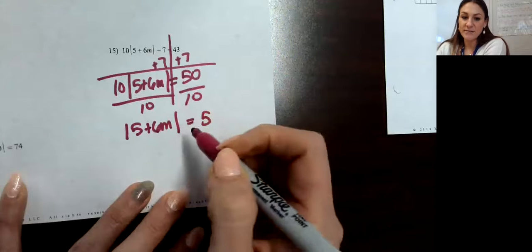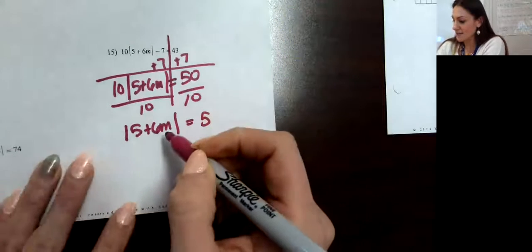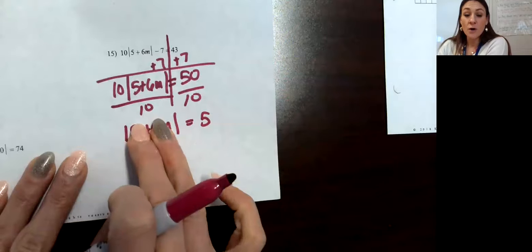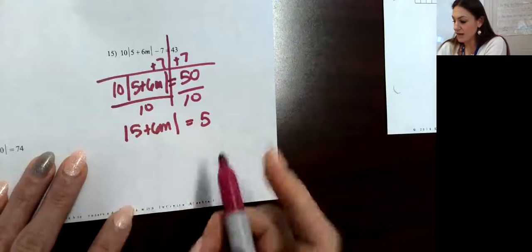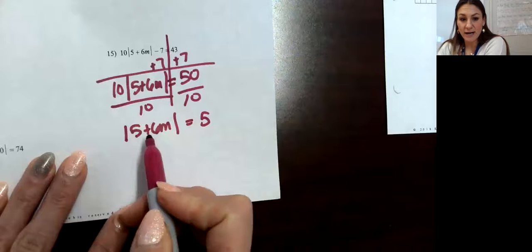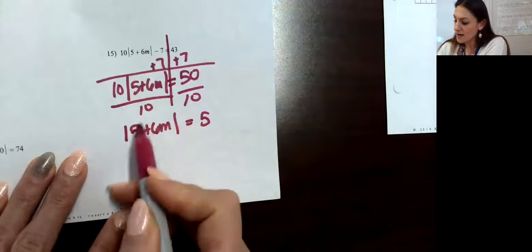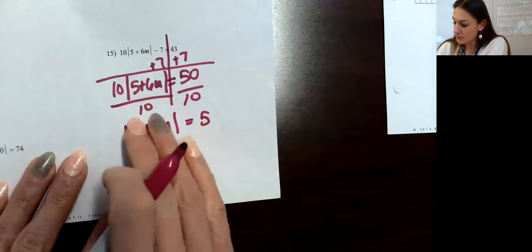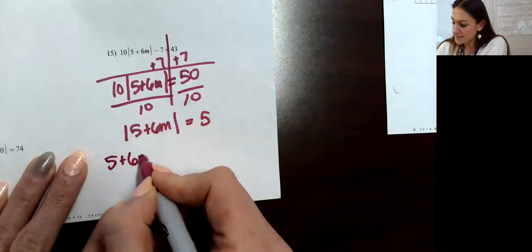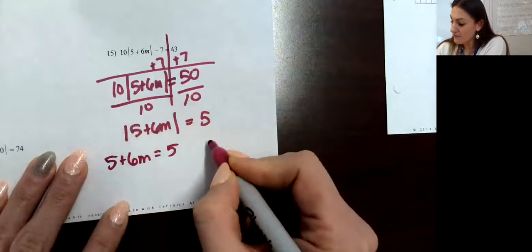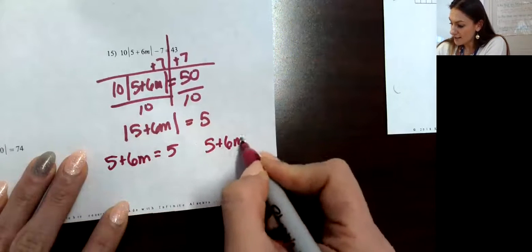Now, once I have the absolute value isolated, I'm going to separate this into 2 equations. Because remember, you can think of this as what has an absolute value of 5: 5, or -5. If there were negatives here, I'm not going to change them at all. Whatever is inside there, that 5 plus 6m, it can either equal 5 or it can equal -5. So I'm going to go ahead and solve each of these.